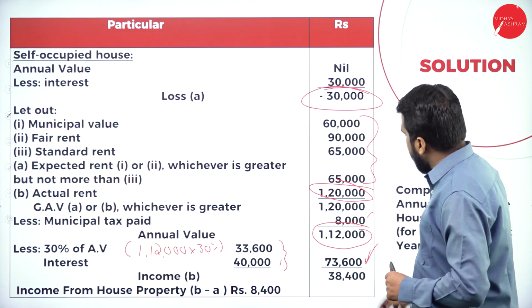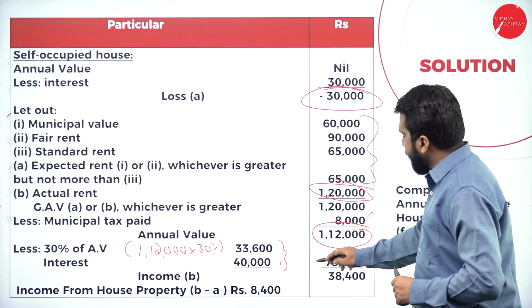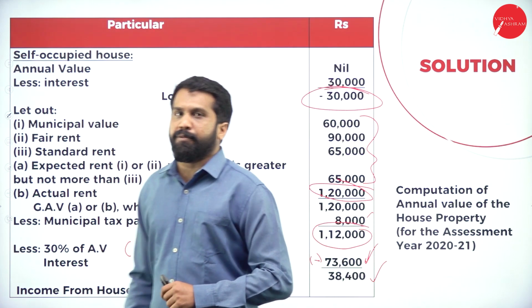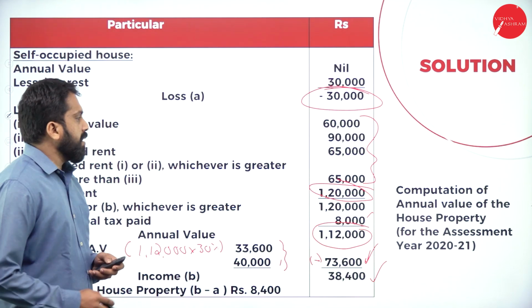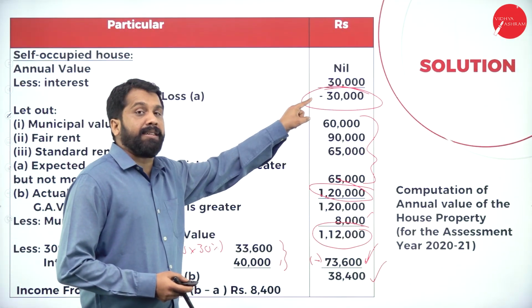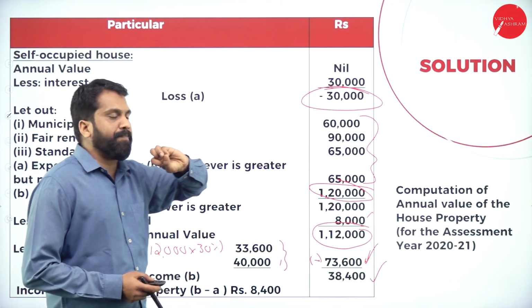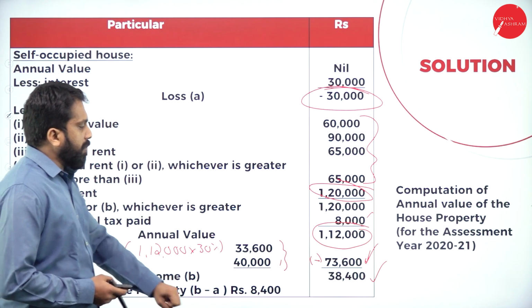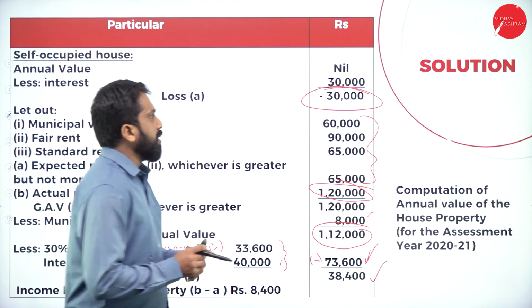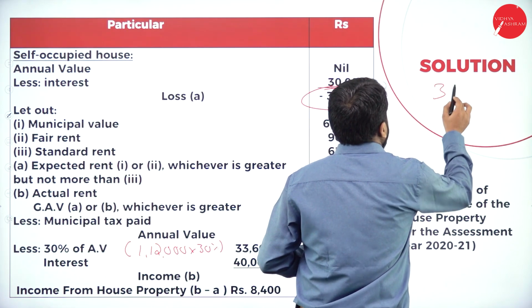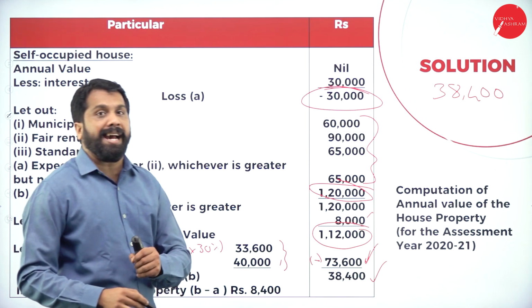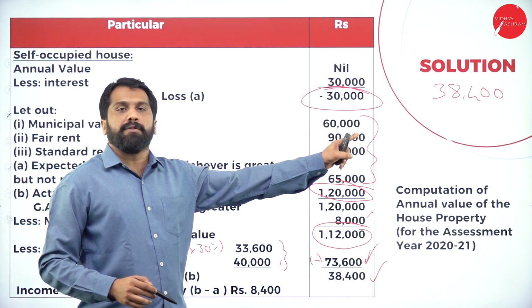What is your income? 1,12,000. 1,12,000 minus 73,600, you will get 38,400. What is the income? See, from your self-occupied property, you incurred a loss of 30,000. From your let out property, you earned 38,400 profit. Now, what is your profit? 38,400. You are supposed to pay tax on 38,400.